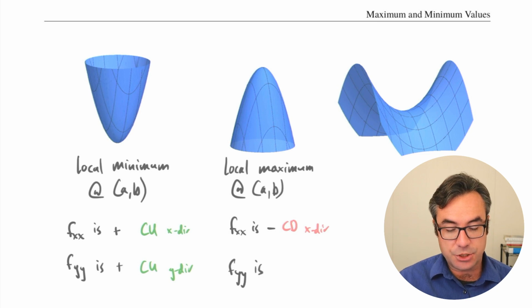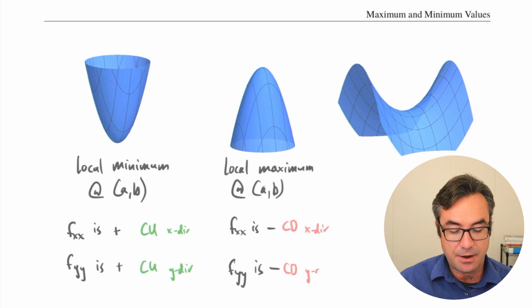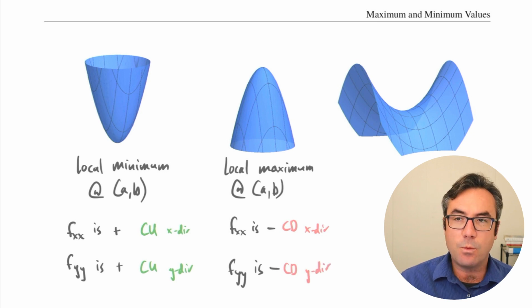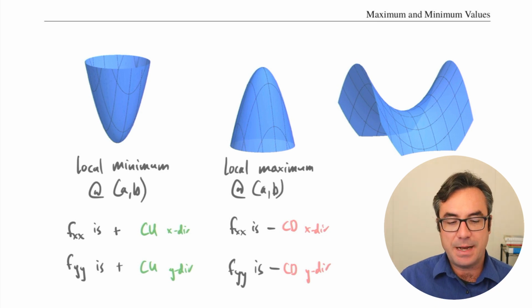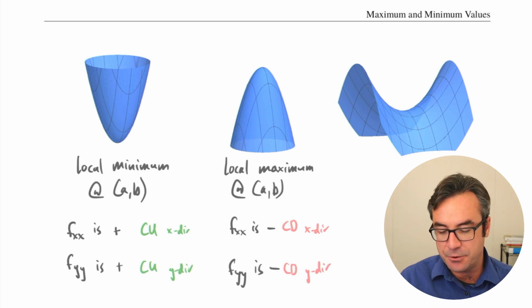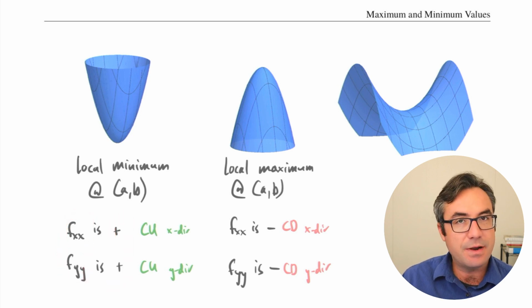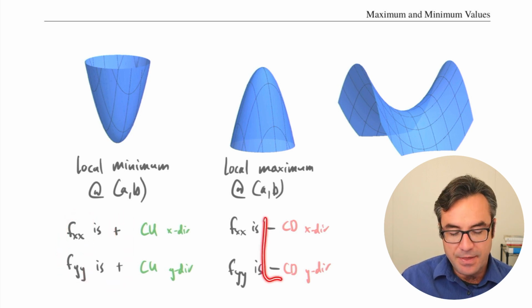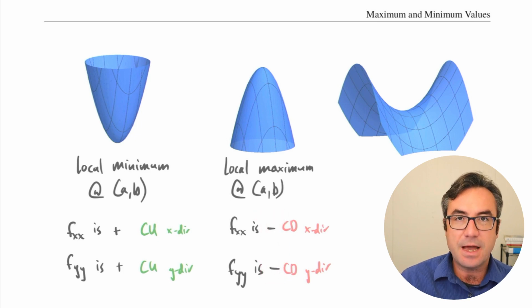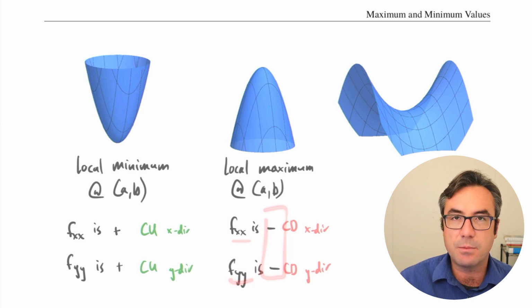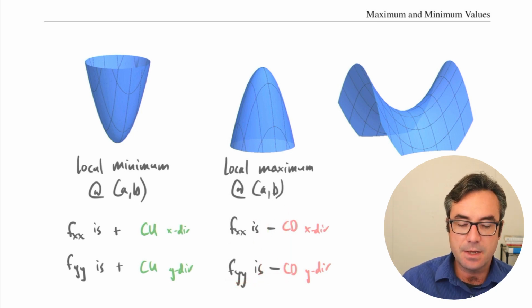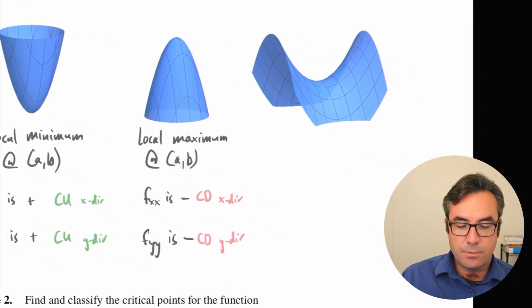So in all the directions, our graph is concave down. Now, what about when our d value is positive? If we were calculating the d value, f double x times f double y, this would be positive. We would have a positive times a positive. And same thing in this case: f double x times f double y, we'd have a double negative. So again, positive.